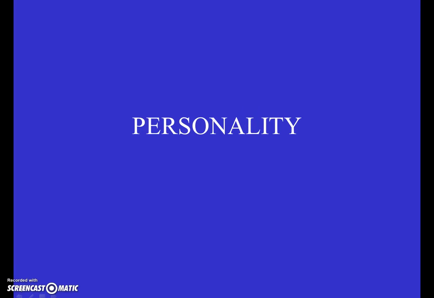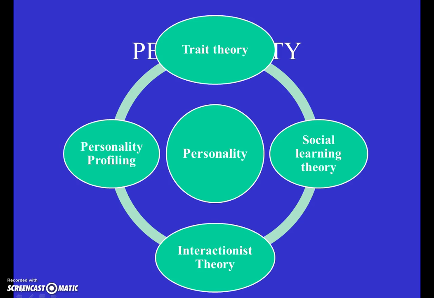Today's topic is going to be on personality. Now, personality is going to be split up into four key components. What you're going to have to be able to do is as follows. You need to be able to critically evaluate the trait theory, social learning theory, interactionist theory, and then you have to be able to critically evaluate, or give advantages and disadvantages of, personality profiling.